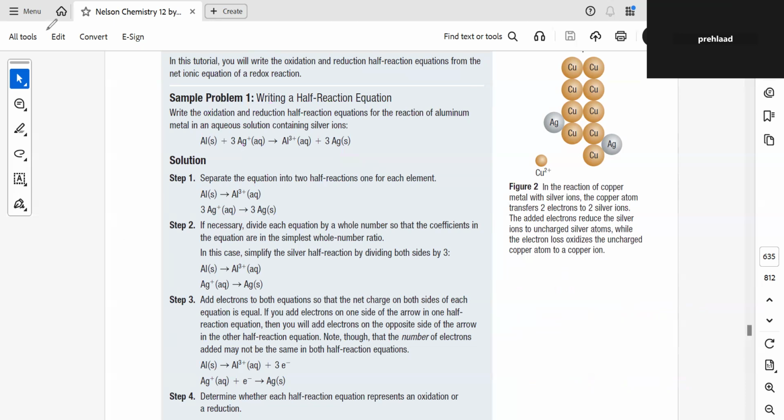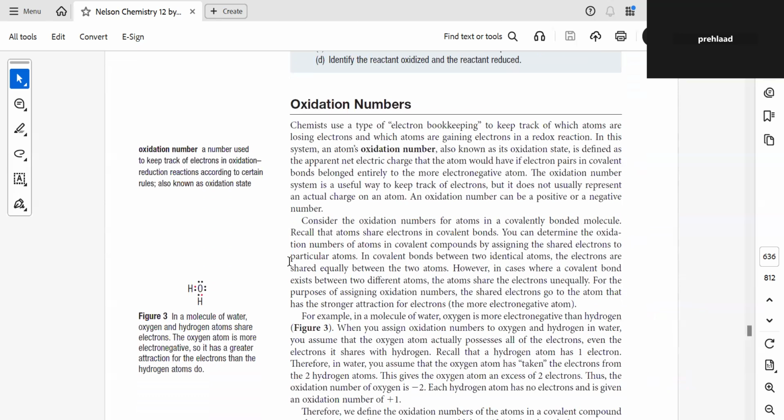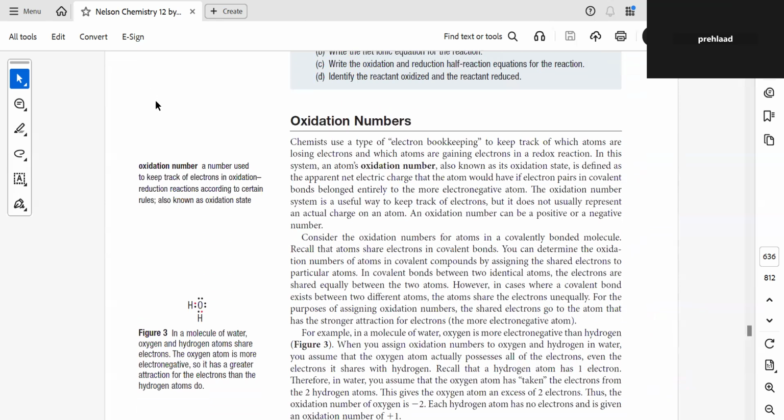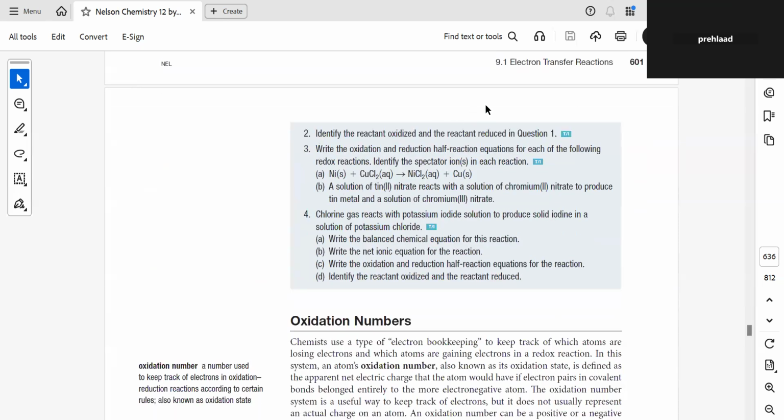Now that's done. Let us understand what the oxidation numbers are. And this part you can do later on, like you can identify a balanced chemical equation.